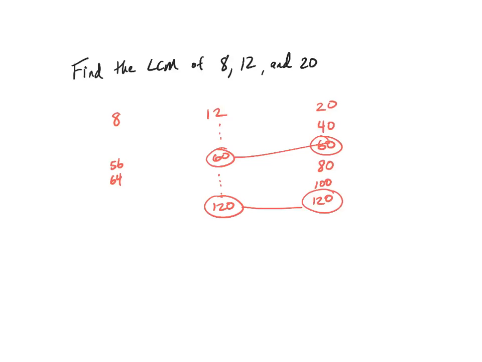Since 120 is a fairly large number, I'm going to go to a multiple of 8 that I know, which is 8 times 10, or 80. And I'm going to keep going from there. 88, 96, 104, 112. And yes, 120 is a multiple of 8. So 120 is the least common multiple of 8, 12, and 20.